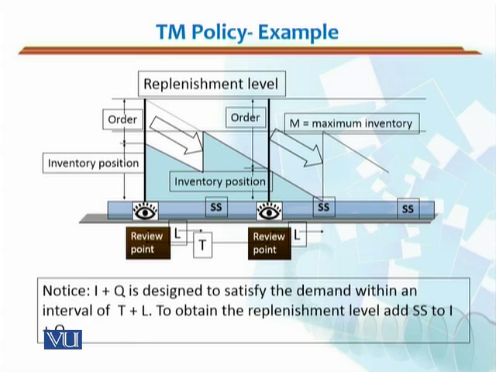If you notice it, Q plus I is designed to satisfy the demand within an interval of T plus L, during the time horizon where your demand occurs, plus the lead time as well. So when you say it is also for the lead time, that means you need to obtain the replenishment levels and add safety stock to inventory position. So it would be Q plus I plus SS, because you are looking at the whole horizon. Whole horizon means the horizon in which you will have some demand plus the lead time demand as well. So safety stock would be added into it, because it could be uncertain because of your logistical activity, if you can recall, or because of the market uncertainty.